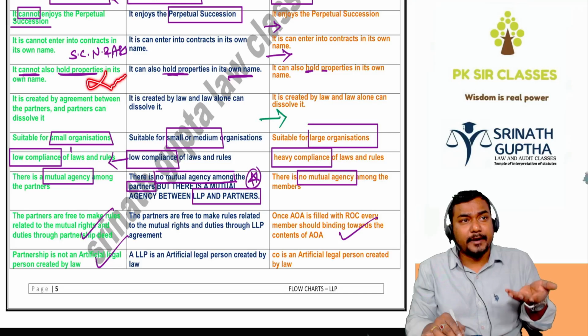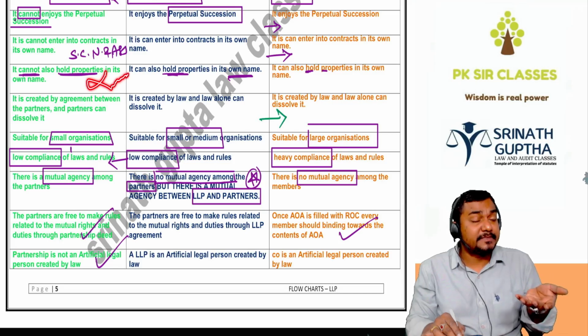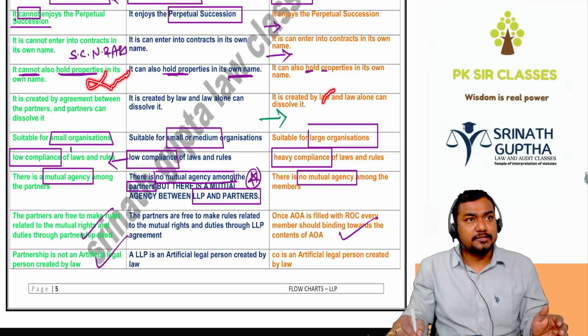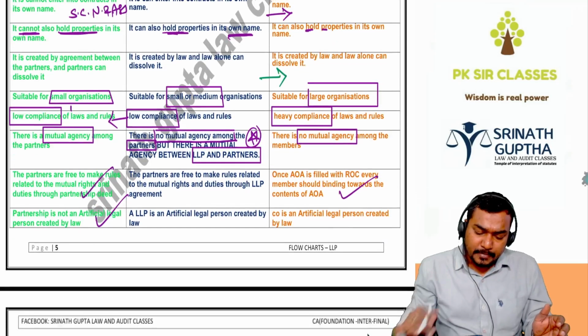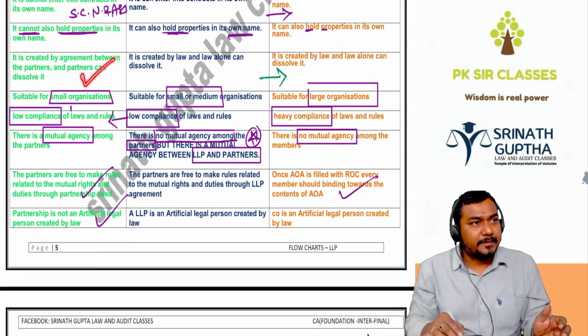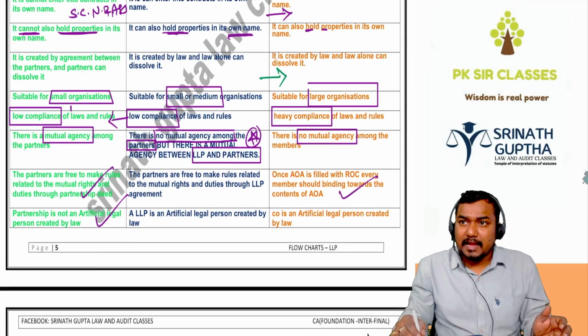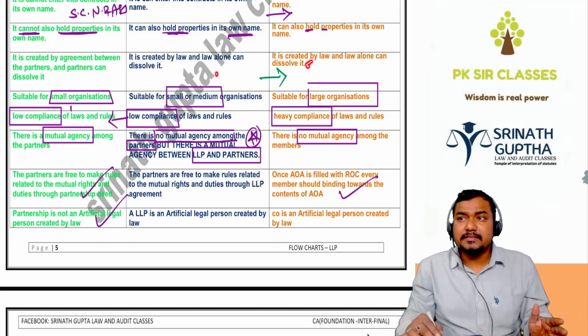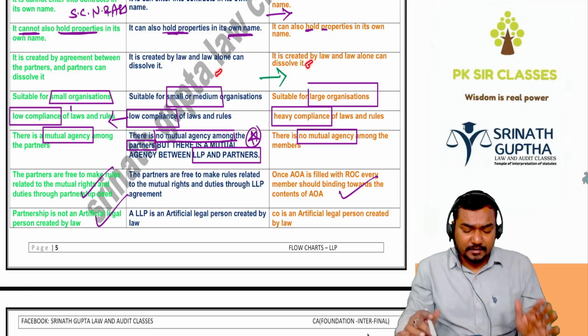The property of the partnership will be held in the joint names of all the partners because partnership is not a person. Company is a person, company can hold the properties in its own name. LLP is a person, LLP can hold the properties in its own name. And partnership is created by the agreement, can dissolve. A company is created by process of the law, only process of law can dissolve. LLP is created by process of the law, only process of law can dissolve.